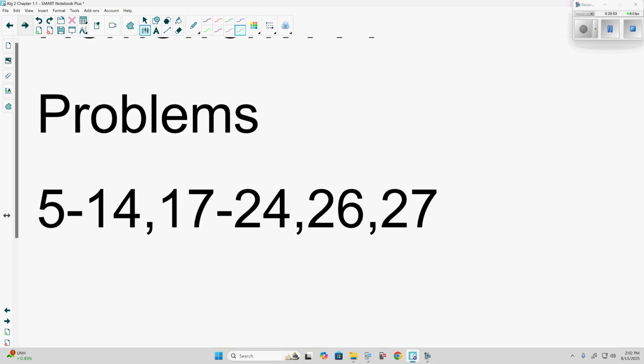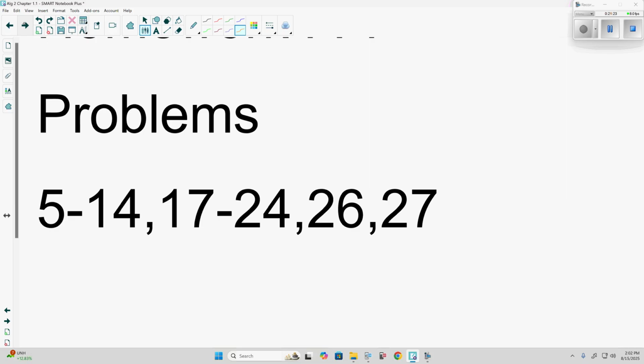7 through 14, we're talking about interval notation, our brackets, parentheses, our start and end points, or going to infinity, negative infinity. 17 through 20, you're specifically going to graph. 21 through 24, 26 and 27, you're writing it in set builder notation. So the full assignment is 5 through 14, 17 through 24, 26, 27.